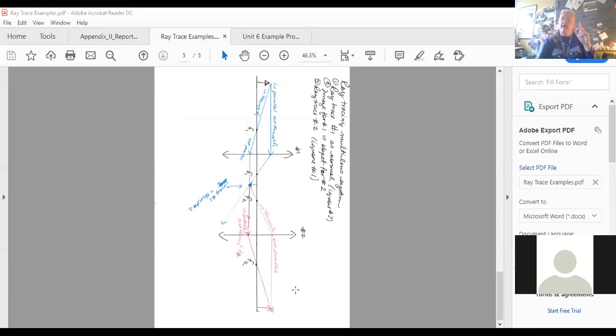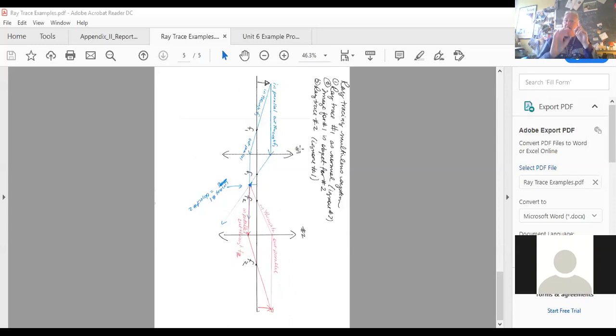Now, here's the thing. You do it one step at a time. If I had a third lens, then this image would become the object for my third lens. So in a multi-lens or mirror system, you do it one step at a time. You do the math one step at a time. You work everything out for the first lens or mirror, and then you go to the second one, okay? So the final image here is a combination of these two.